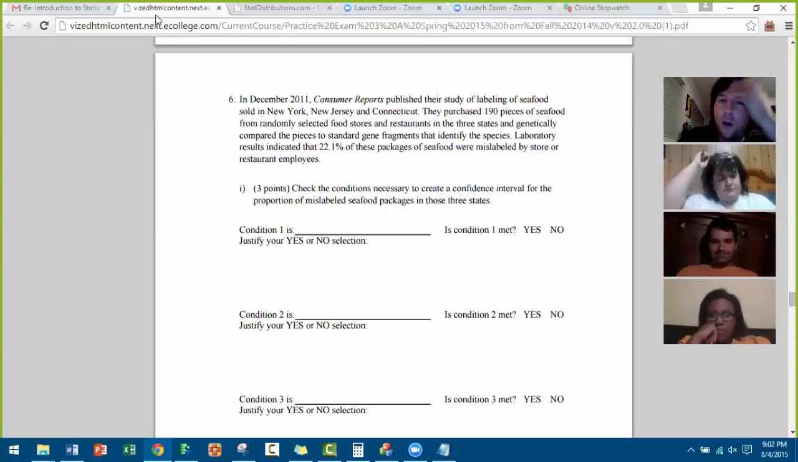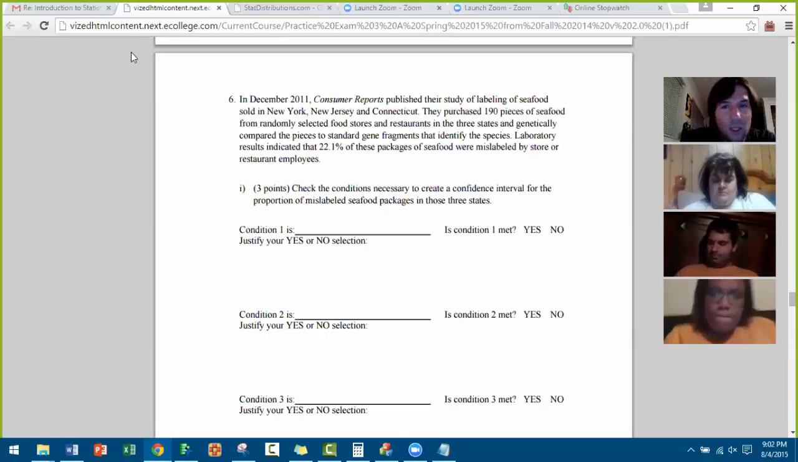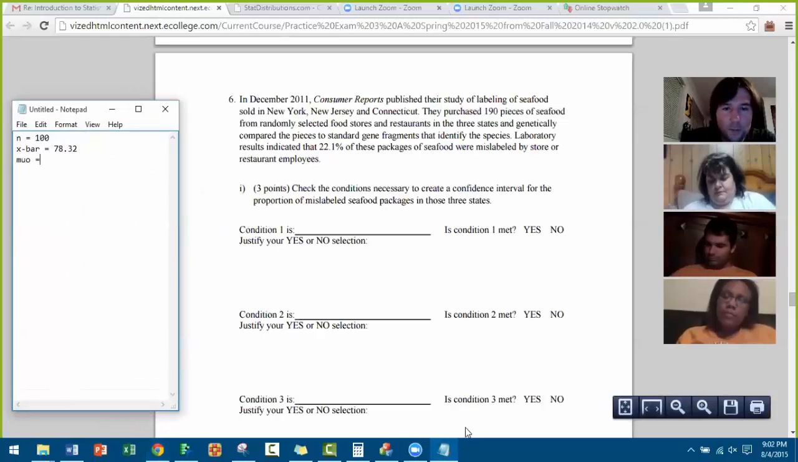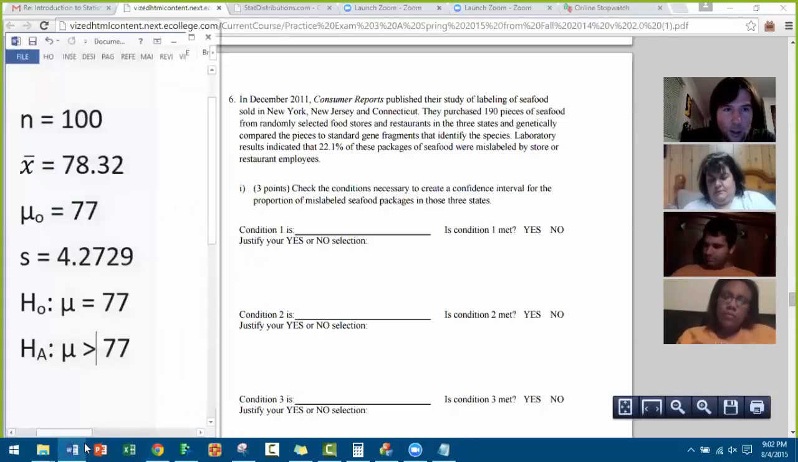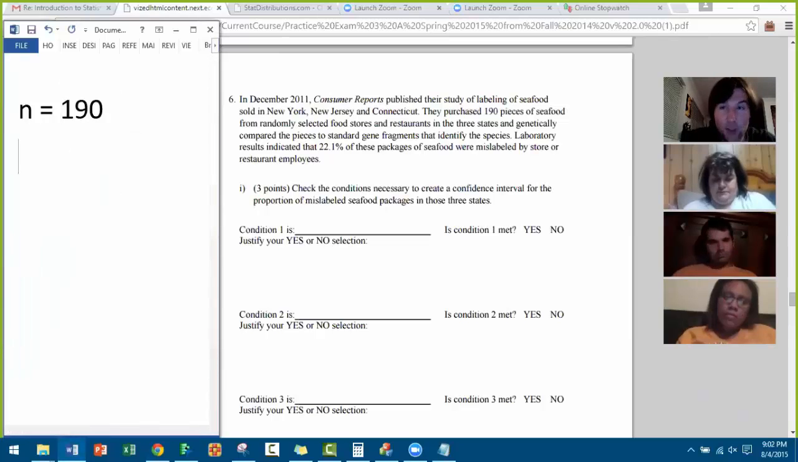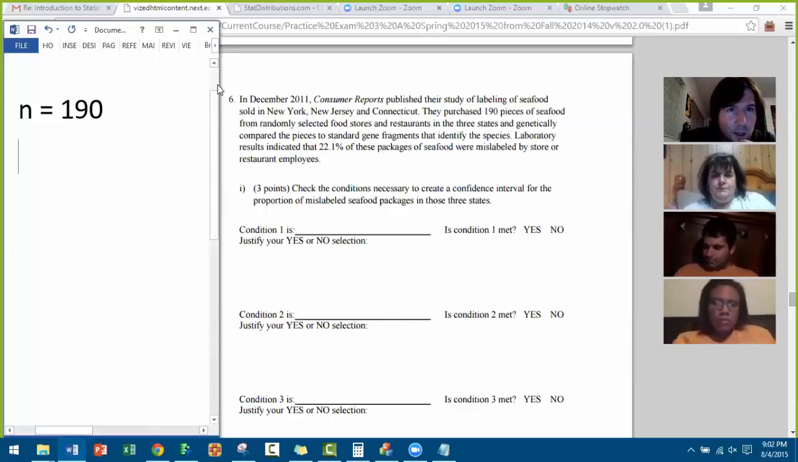Okay, so we have here that a laboratory purchased 190 seafood items, and they randomly selected them from 3 states. 22.1% of the packages were mislabeled. Notation. Let's bring up our word notation. They bought 190 seafood packages, and this is where people get really confused, because what we have here with 22.1 is specific, and we'll label it properly.